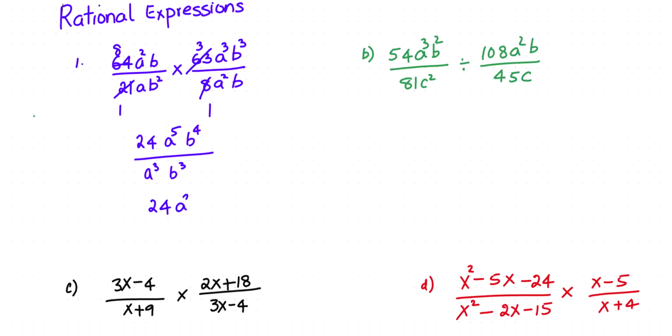So just b. Now restrictions: the denominator should not be equal to 0. So here we have a, so a should not be equal to 0. And b should not be equal to 0.